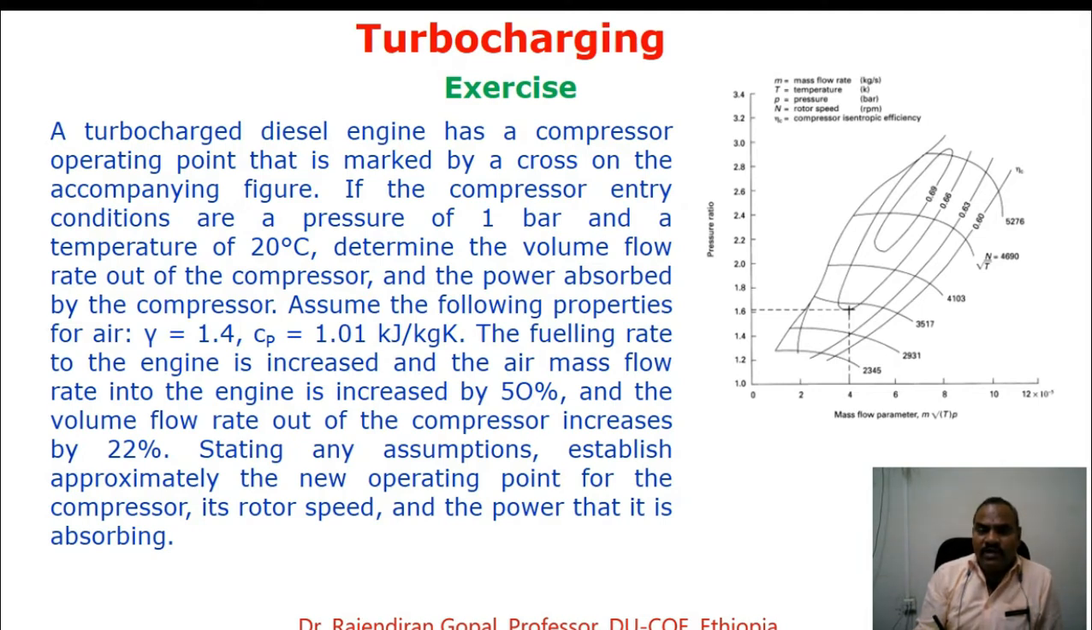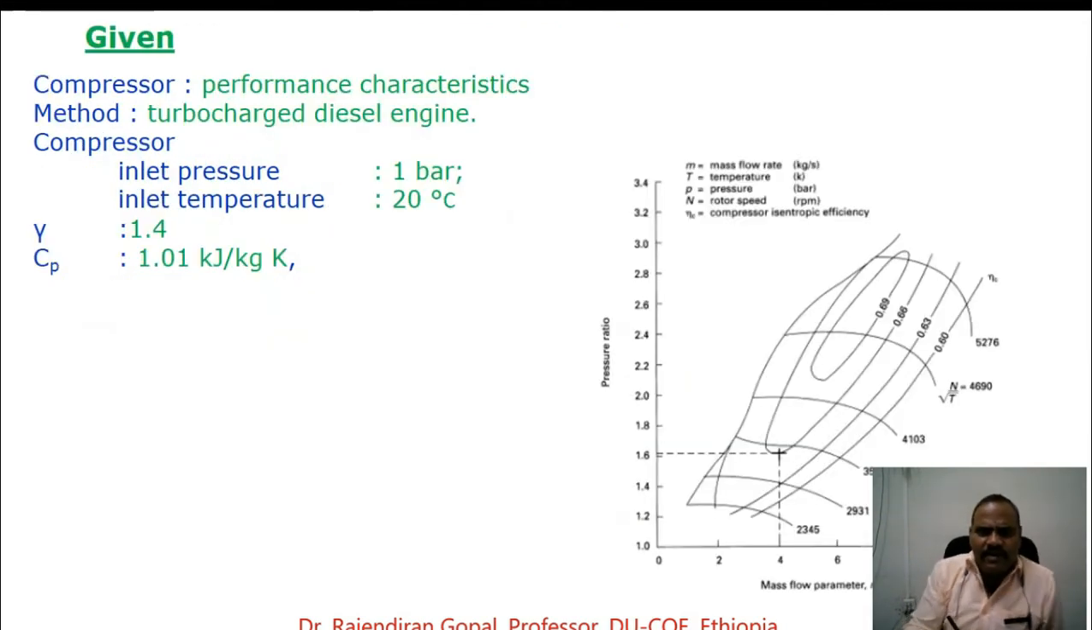The fueling rate to the engine is increased and the air mass flow rate into the engine is increased by 50% and the volume flow rate out of the compressor increases by 22%. State any assumptions made. Establish approximately the new operating point for the compressor, its rotor speed and the power that it is absorbing. For the given compressor, the performance characteristics are given and the operating point is marked by a line.